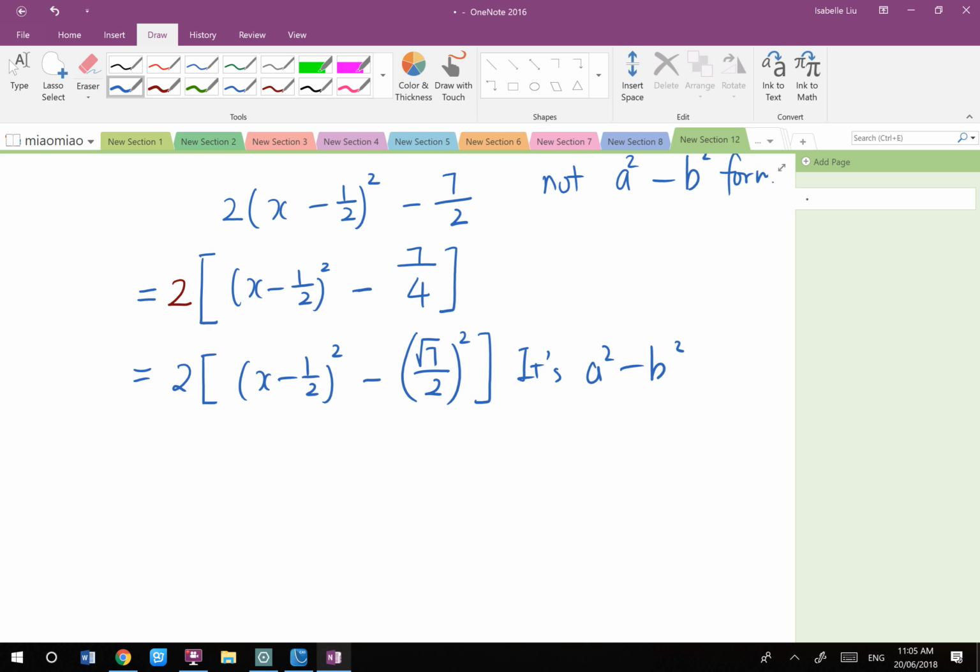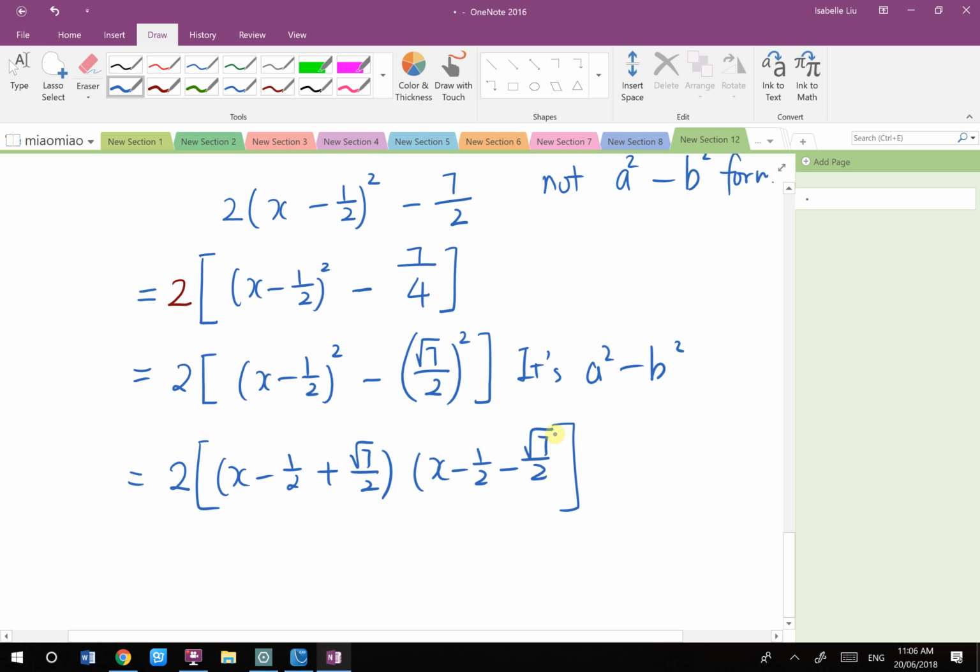So you need to take 2 as a common factor. Get 2 out, like I don't need this 2, and then I only see the other 2 terms in the bracket. And then what I will have is 2, then in this bracket, x minus a half plus root 7 over 2 and x minus a half minus root 7 over 2. That's after completing square, and I will factorize by myself.